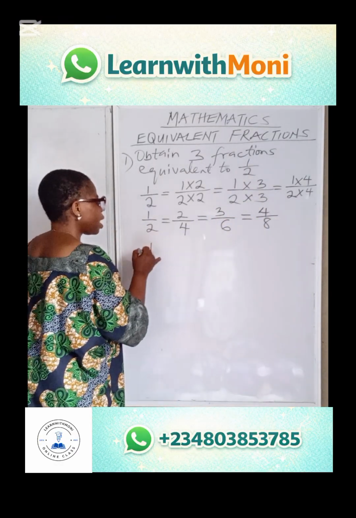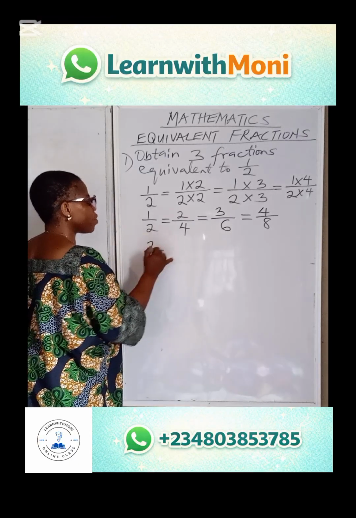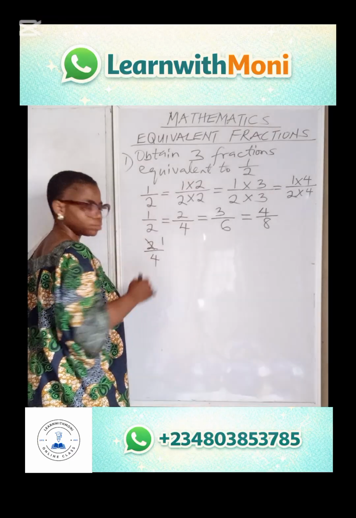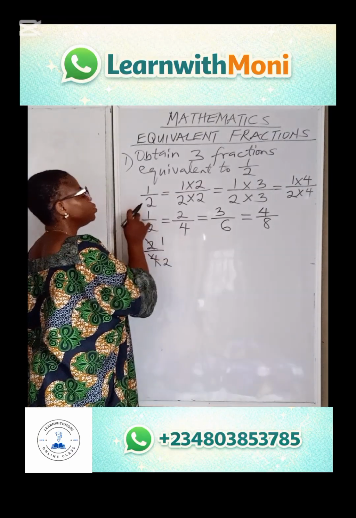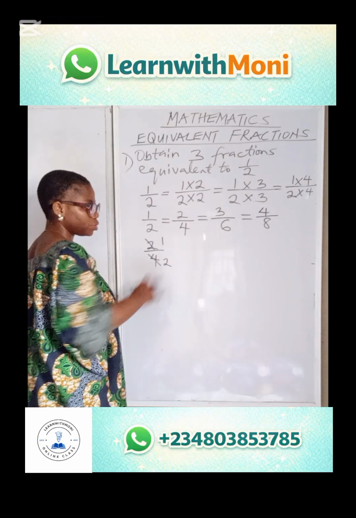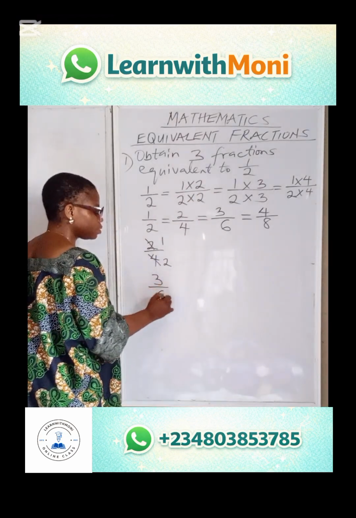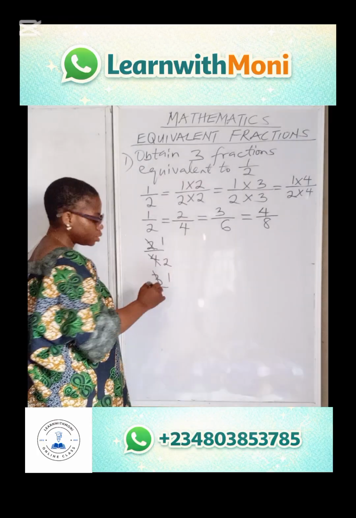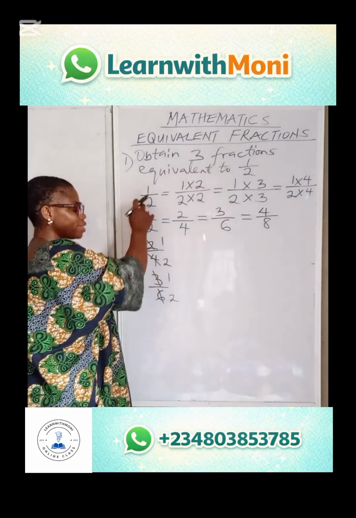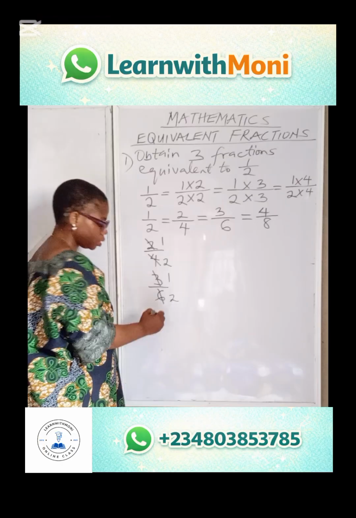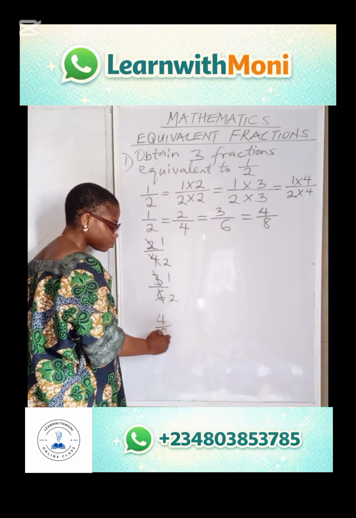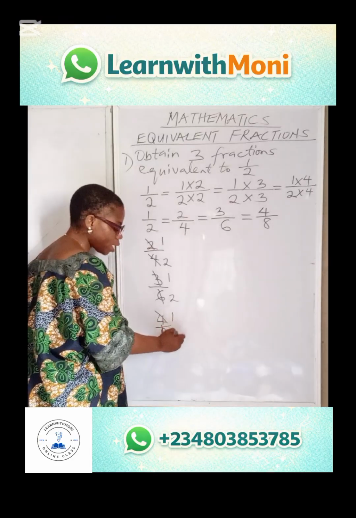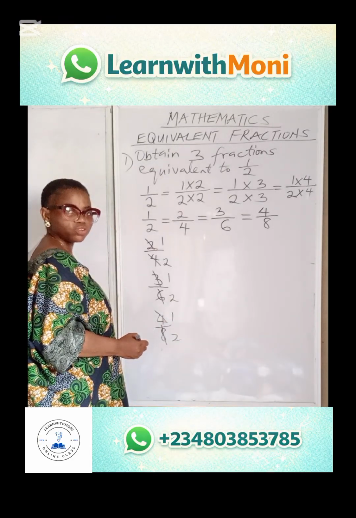Look at this. If I reduce 2 over 4 to the lowest term, 2 divides 2, what? 2 divides 4, 2. You can see that I got back to my 1 over 2. Look at my 3 over 6. Reducing it to the lowest term, 3 divides 3 once, 3 divides 6 twice, getting me back to 1 over 2. Then my 4 over 8, 4 divides 4 once, 4 divides 8 twice. That is 1 over 2 as well.